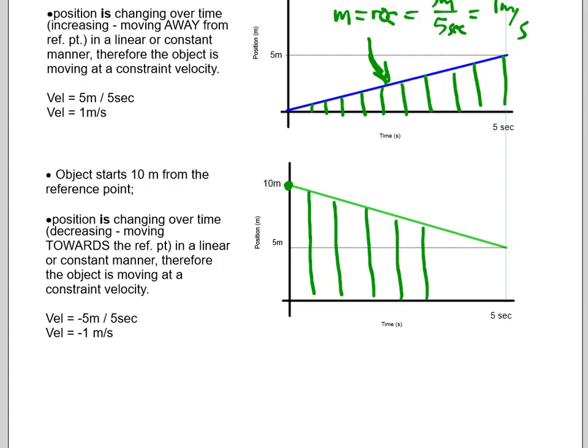If we look at the slope or the rate of change, okay, again, now we have to be very careful in here. We can't just use this 10 meters. That's incorrect. We need to look at this change. So there's a change in position of negative 5 meters. It's gone down from 10 down to 5, and that happens over 5 seconds. And we end up with negative 1 meter per second, which is that slope there.